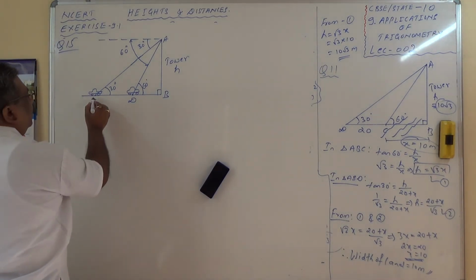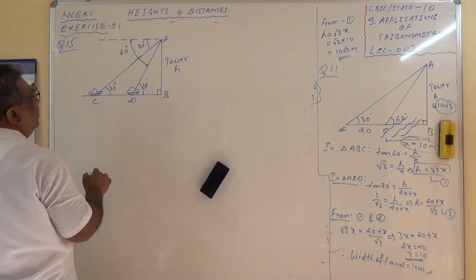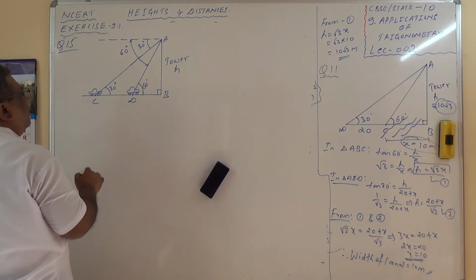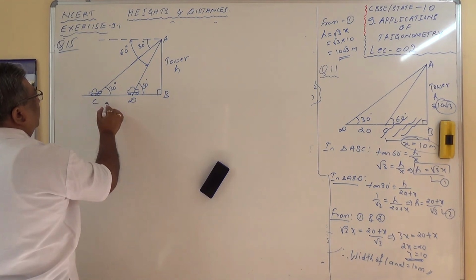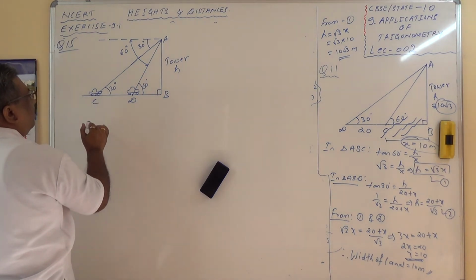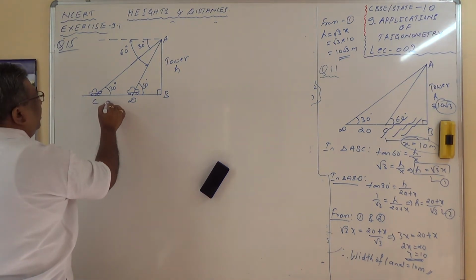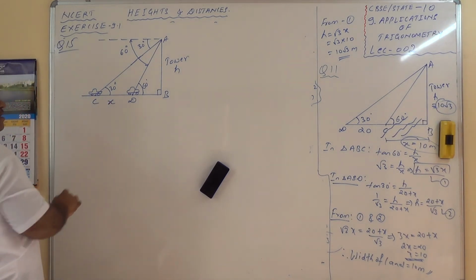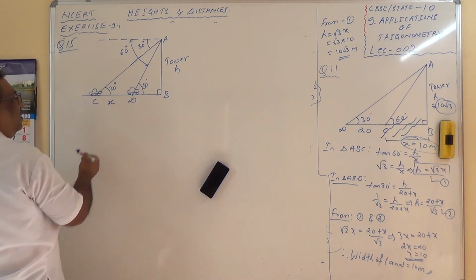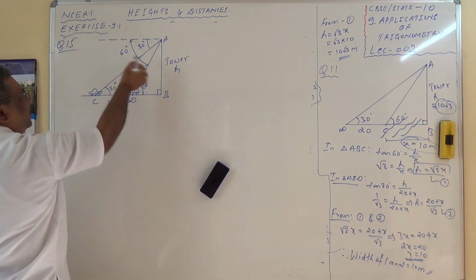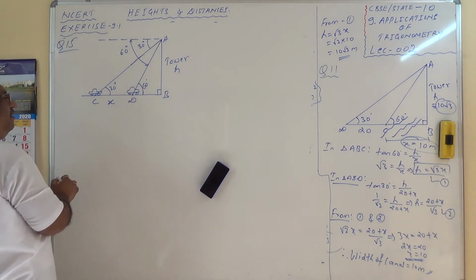Now, this distance CD: let us say that in 6 seconds the car moves a distance of CD. Let that distance be x. The angle of depression of the car is 30 degrees. In 6 seconds, the angle of depression changes to 60 degrees. So initially the car is here. After 6 seconds, the car is here.